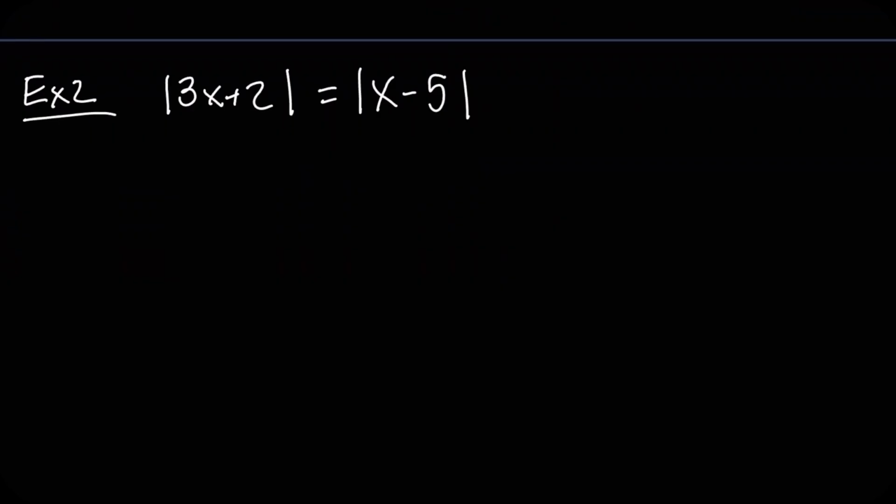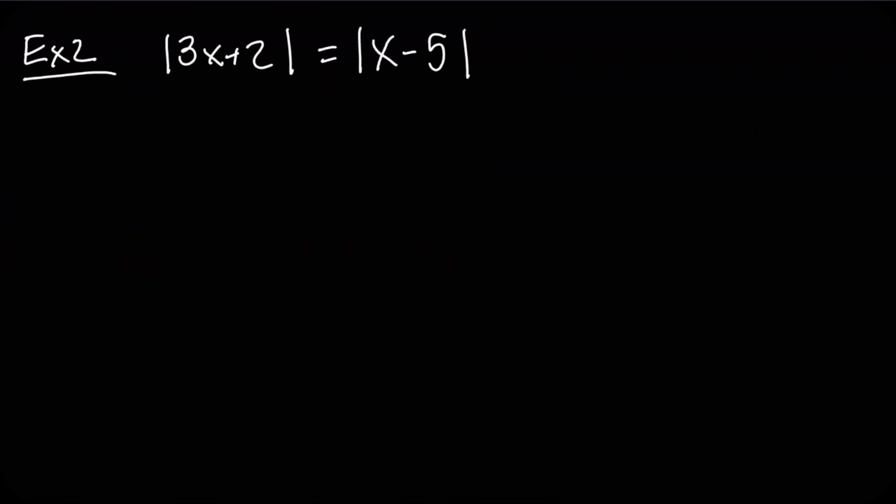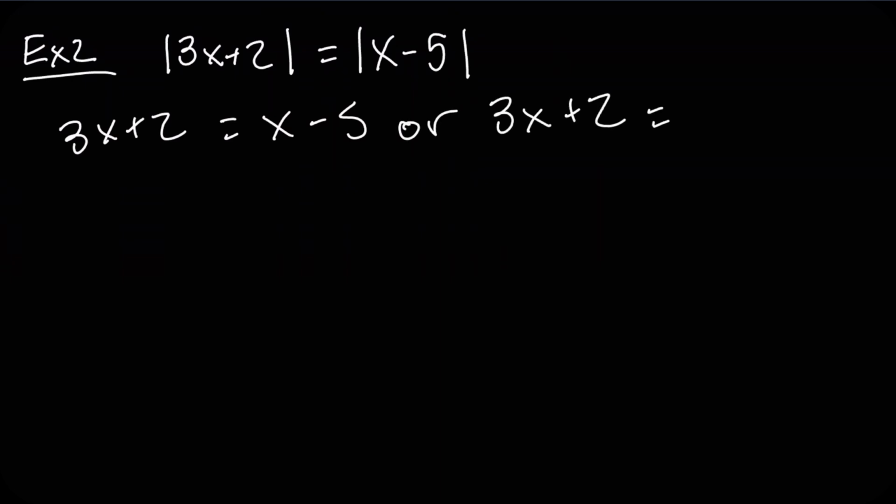Now for our next example, we have two x's on the right and left hand sides. Let's go ahead and try to solve for these. So first things first, we want to go ahead and set up our equations. So our first one will have 3x plus 2 is equal to a positive x minus 5, or 3x plus 2 is equal to a negative, and then do an x minus 5. So go ahead and solve for x in both of these equations.